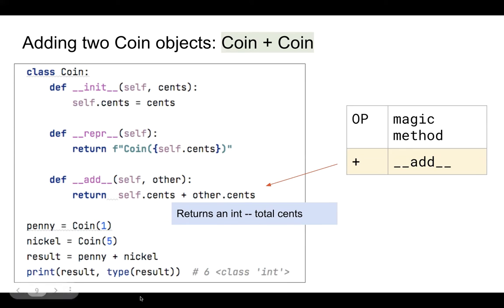together. So for instance, here, I take a coin, a penny, and a nickel, and I have the result, and I'm just returning the integer value. It gives me a 6 with a class int. So it says 6. The value of adding a penny and a nickel coin is the integer 6.